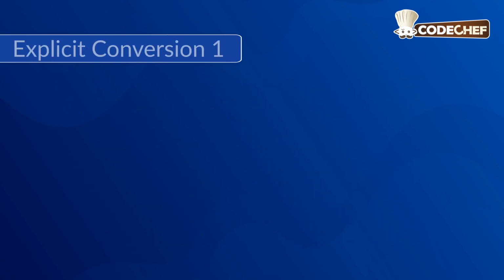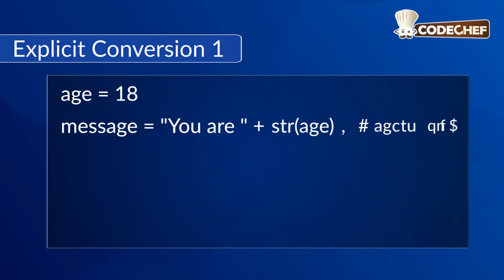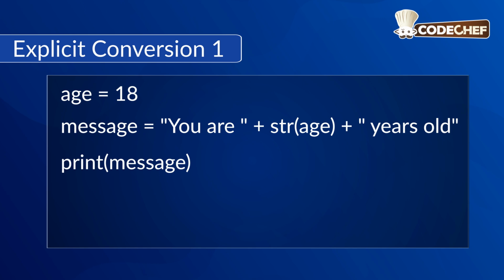Now let's see explicit conversion. We have an integer age, 18, but we're building a message using strings. So we manually convert the number into a string using str(age). That's explicit conversion. We take control.